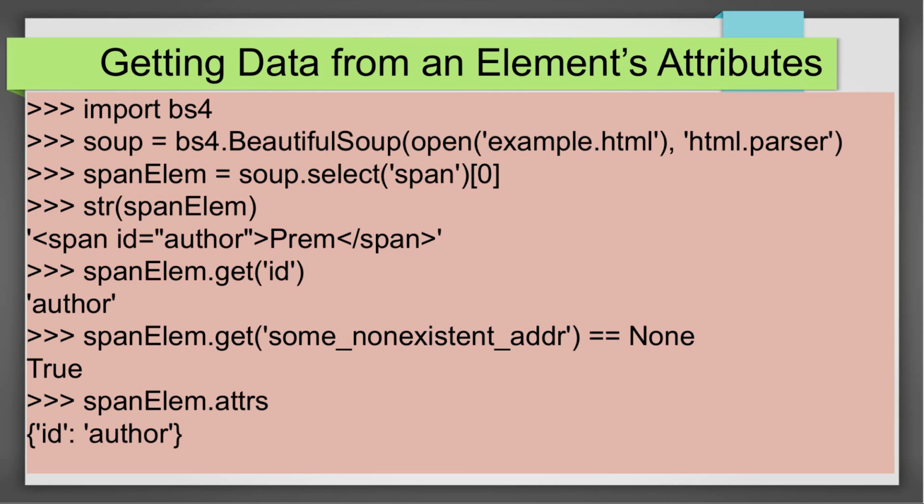Getting data from an element's attributes. The get method for Tag objects makes it simple to access attribute values from an element. The method is passed a string of an attribute name and returns that attribute's value. Using the example HTML, enter the following code into the Python notebook. In this code we use the select function to find any span elements and then store the first matched element in the spanElem variable. Passing the attribute name id to the get function returns the attribute's value, author.